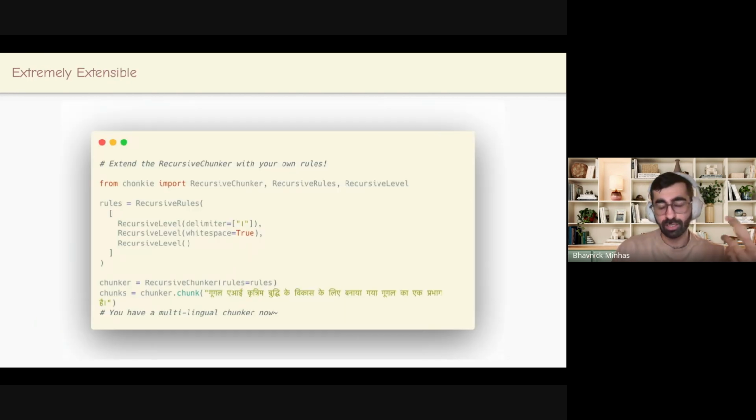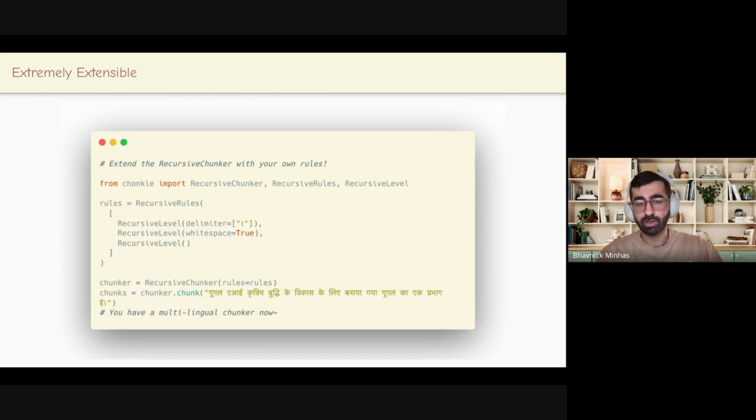The other benefit that we try to provide is extensibility, and I use the example of multilinguality. Recursive chunking is very extensible, and that's how it's meant to be. A lot of libraries hard code the rules behind recursive chunking, but we keep it free for anybody to add their own rules and use it how they want to.